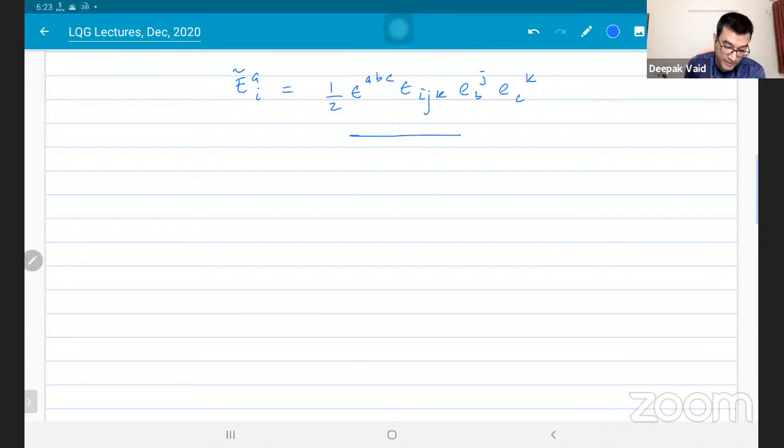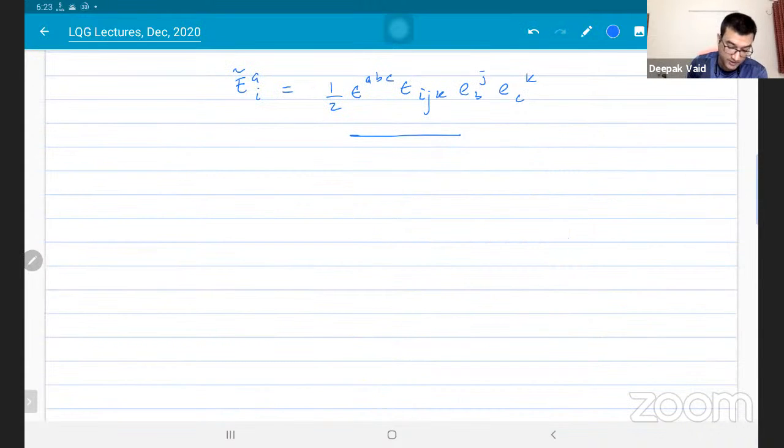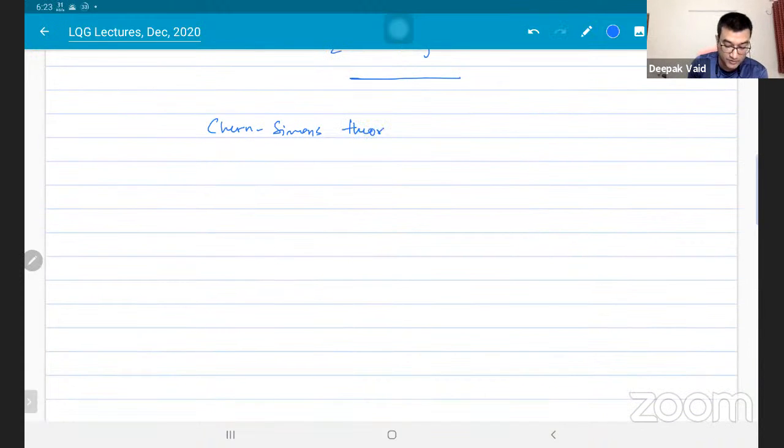Right. So one of the prototypical gauge theories is the Chern-Simons theory. So Chern-Simons theory is a theory of a connection, which can be non-abelian also. It doesn't have to be. It can be abelian also. But we're going to talk about the non-abelian case.